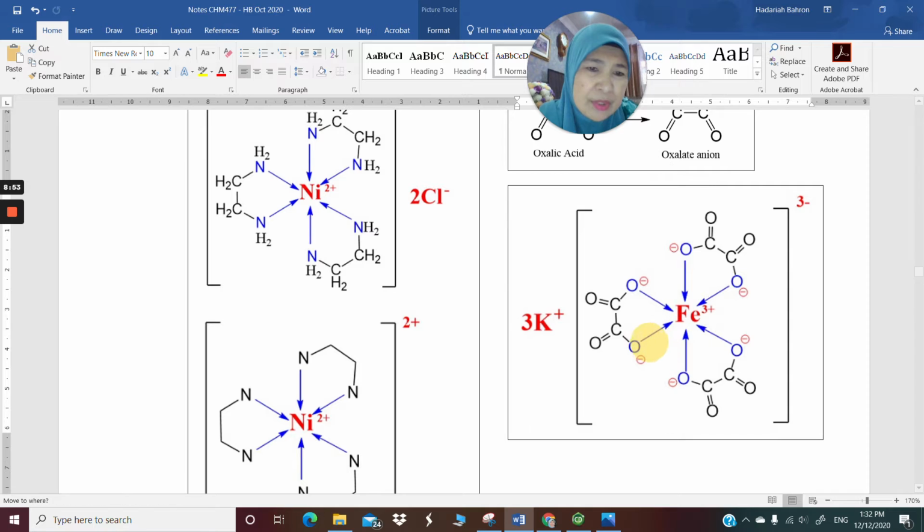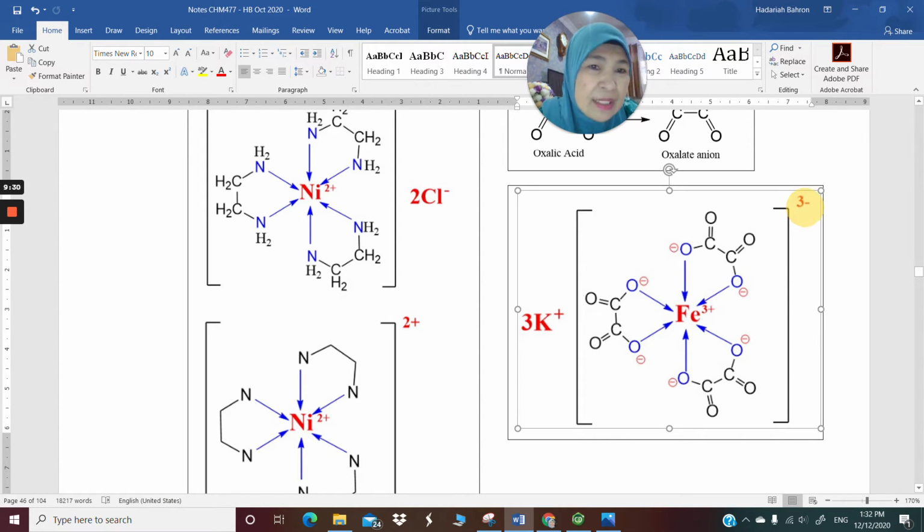1, 2, 3 oxalate. Each oxalate carries with it 2 negative charges, 1 and 2. Another 1 and 2, 1 and 2. So your iron, which is originally iron 3, has a charge of Fe3+, and then your ligands, 3 oxalate, have an overall charge of -6. So 3 minus 6, the overall charge of the complex ion here is 3 minus.